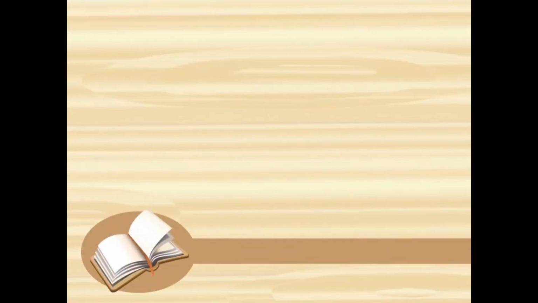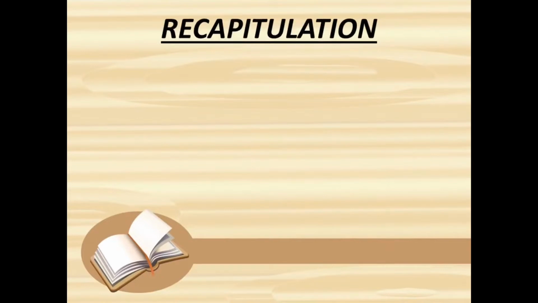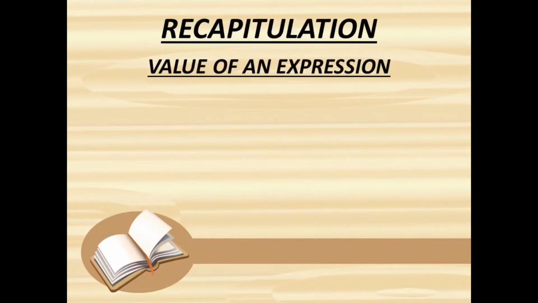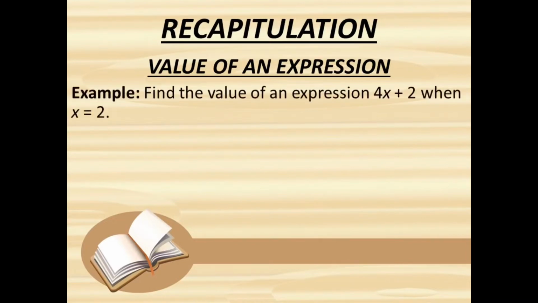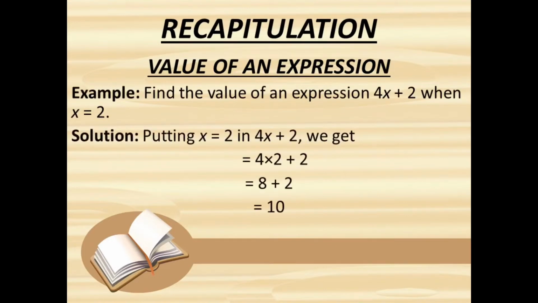Now let's start with a quick recapitulation. Students, in our previous video we learned how to find the value of an expression. For example, find the value of the expression 4x plus 2 when x is equal to 2. In the solution, firstly we put the value x equals 2 in 4x plus 2, and on putting we get 4 multiplied by 2 plus 2. On solving this we get 8 plus 2, and 8 plus 2 gives us 10. So 10 is the answer. Hopefully it is clear to you.